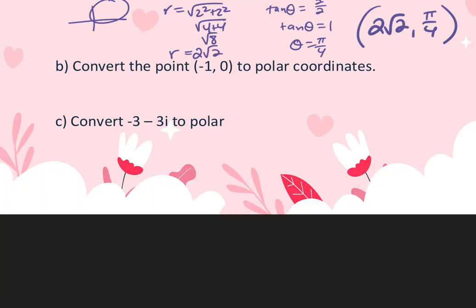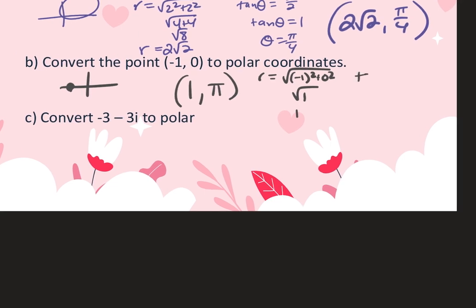All right, you do B. So where is (-1, 0)? Start there. It's actually on my x-axis on the left-hand side. Do you even have to go through all the conversion process? No. What is your r? 1. What is your theta? Let's say you went through the conversion process because you're going to have to know how to do it. r would equal the square root of -1 squared plus 0 squared, square root of 1, which is 1. And tan of theta would equal 0 over -1. Tan is 0 on the left-hand side at pi.